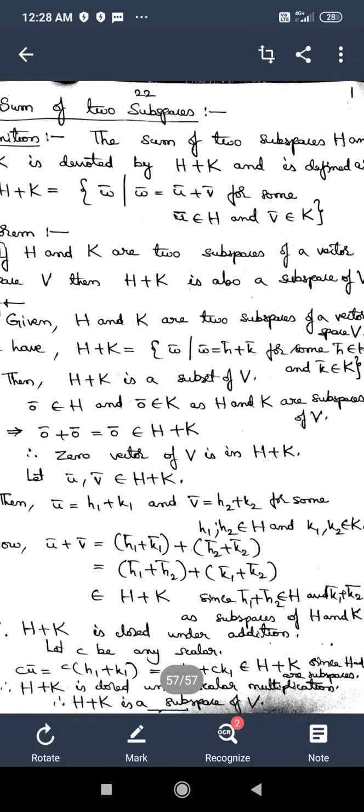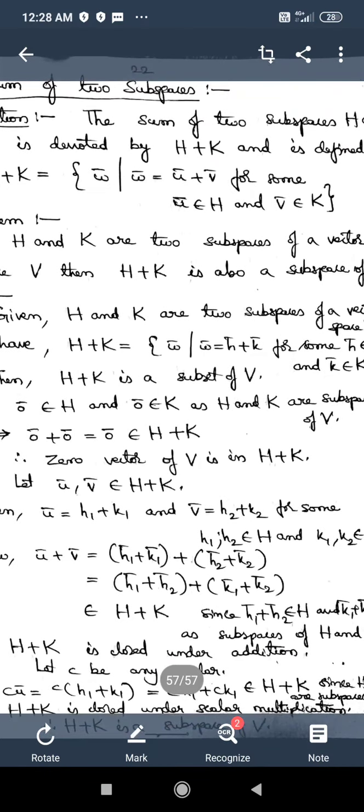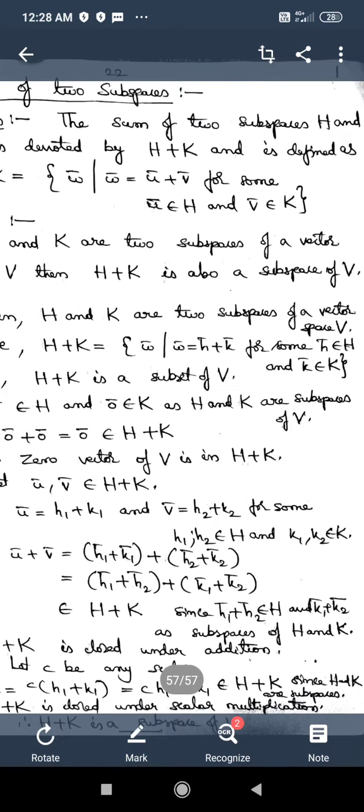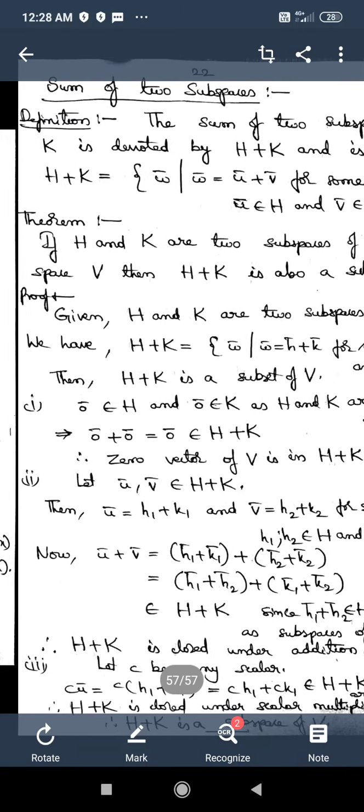We can have it obviously for the reason that whatever be the element of H plus K, that is a vector, and the sum of two vectors from H and K is again a vector from the set V itself, as V is a vector space by the first axiom itself, the closure axiom. We know that H bar plus K bar should belong to V again. So that is how H plus K is a subset of V.